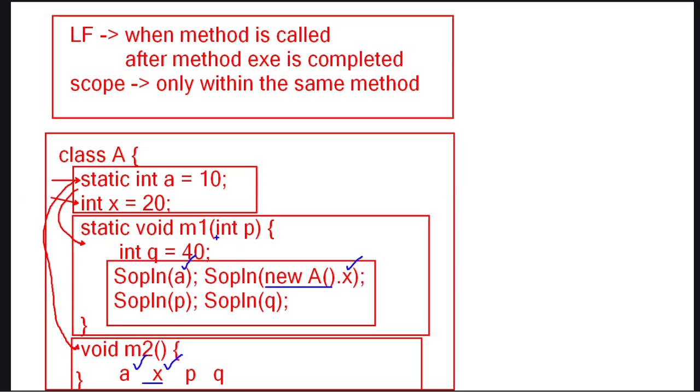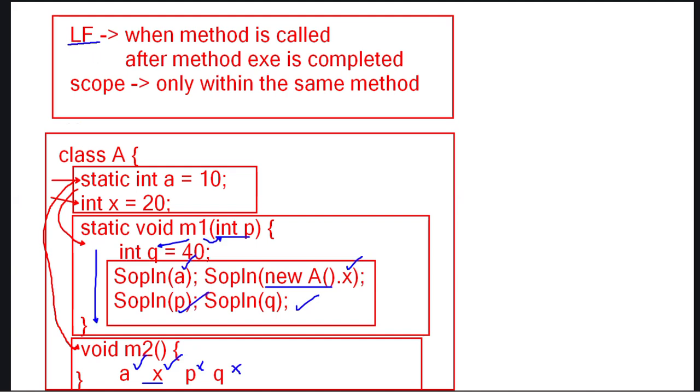How to access a parameter and a local variable? A parameter and a local variable belong to what? They belong to the current method. Then where can I access these two variables? Only within the method. If you try to access them in another method, the compiler will throw an error. Within the same method I can access them, in another method I cannot.